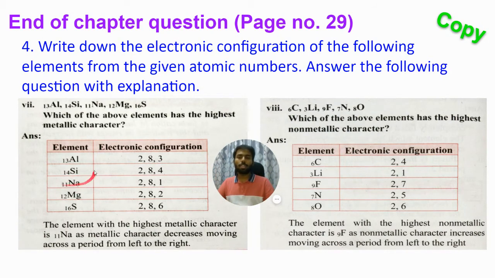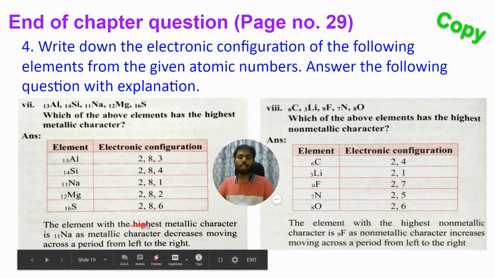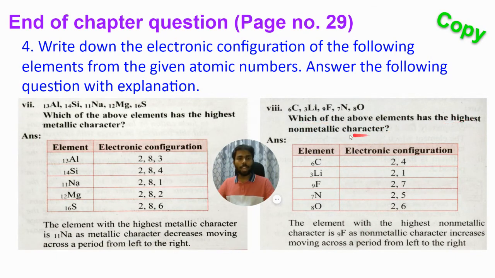So group 1 का कौन सा element है? You have sodium. It has 1 electron in last orbit. It means it belongs to group 1. So it is the leftmost element amongst these elements. So hence the element with highest metallic character is sodium, as metallic character decreases moving across a period from left to right. Okay, and the answer to the last one is, which of the above elements has the highest non-metallic character? Now non-metallic character increases as you move from left to right. I repeat, non-metallic character increases as you move from left to right.